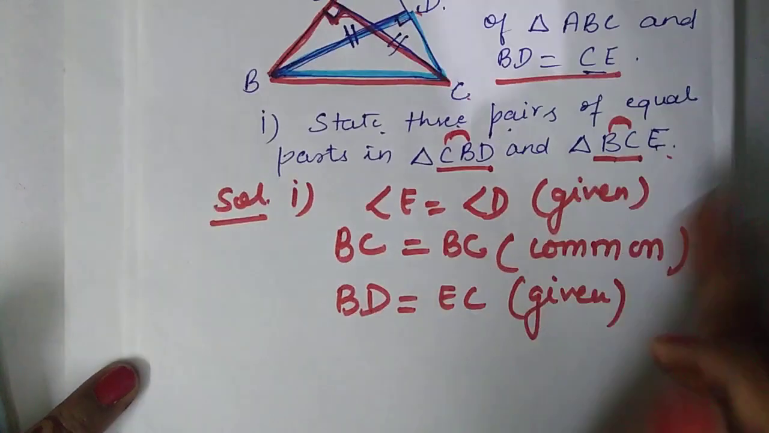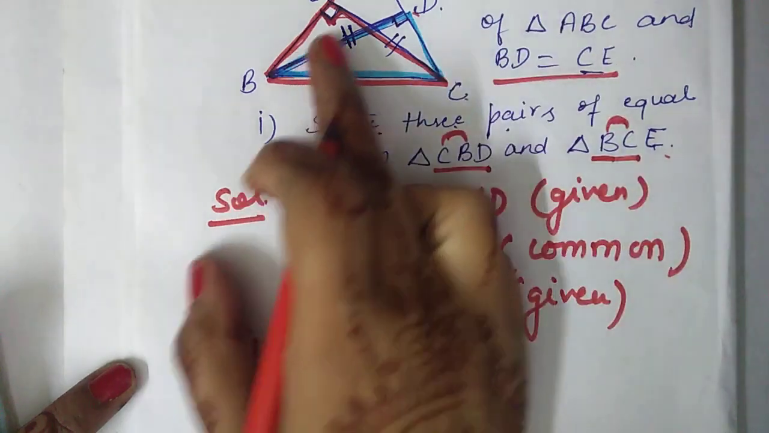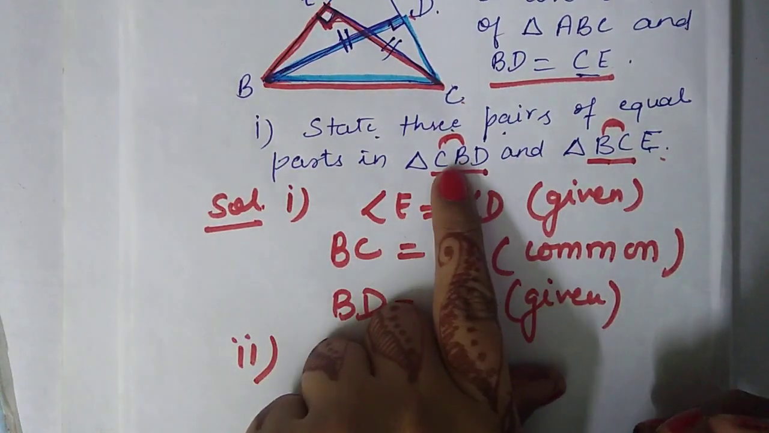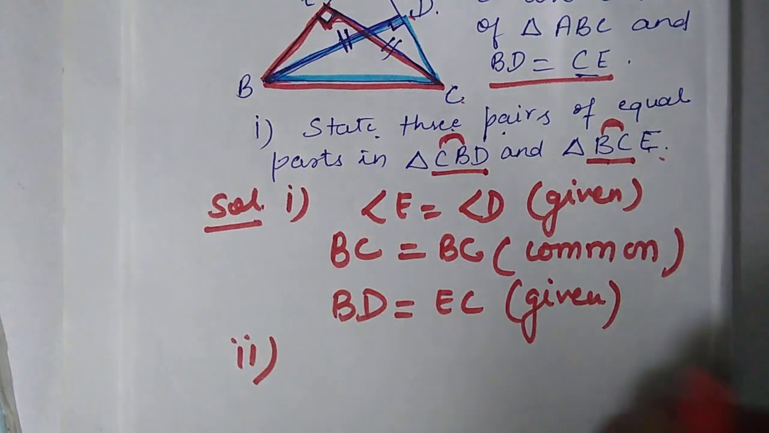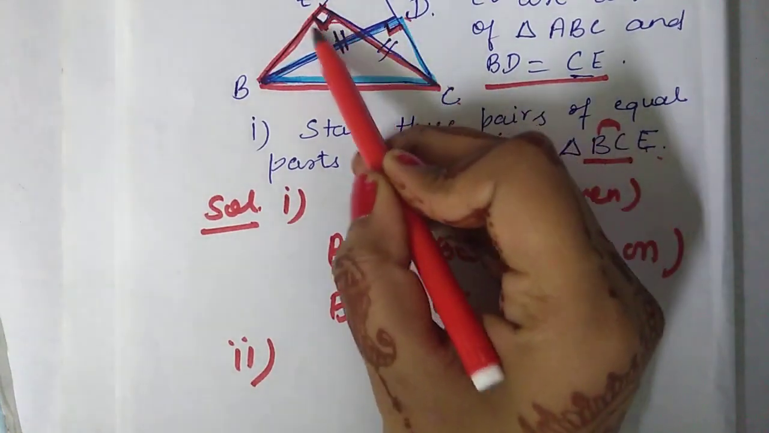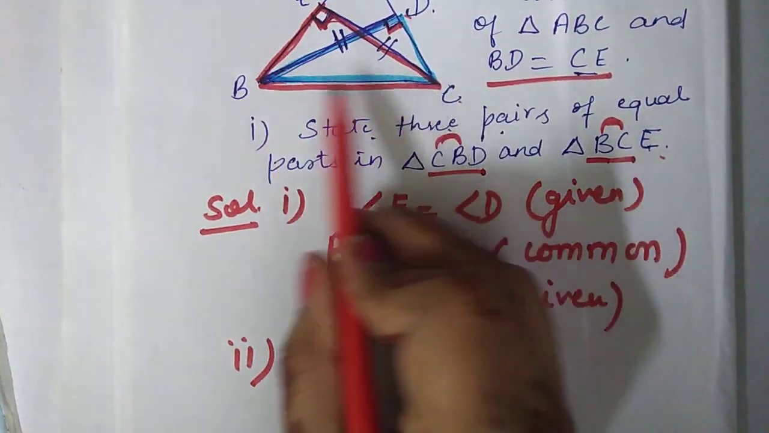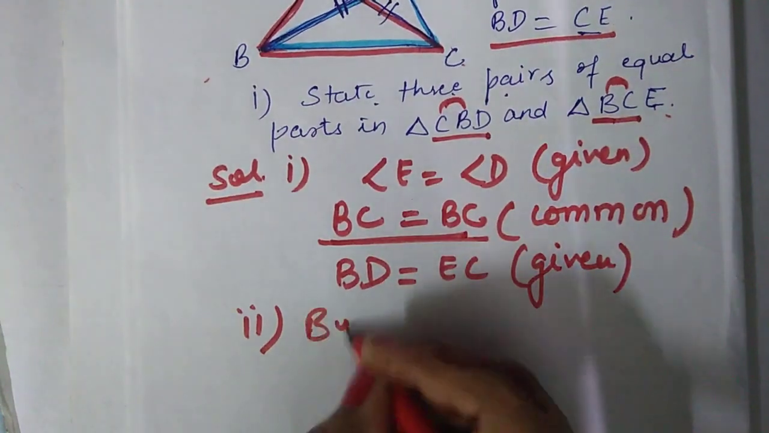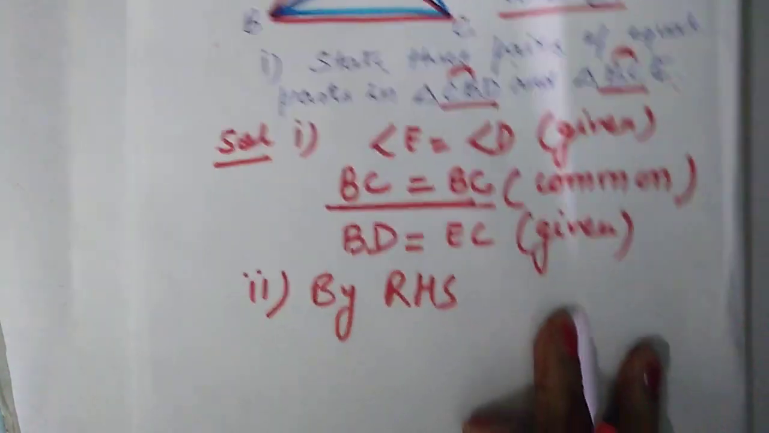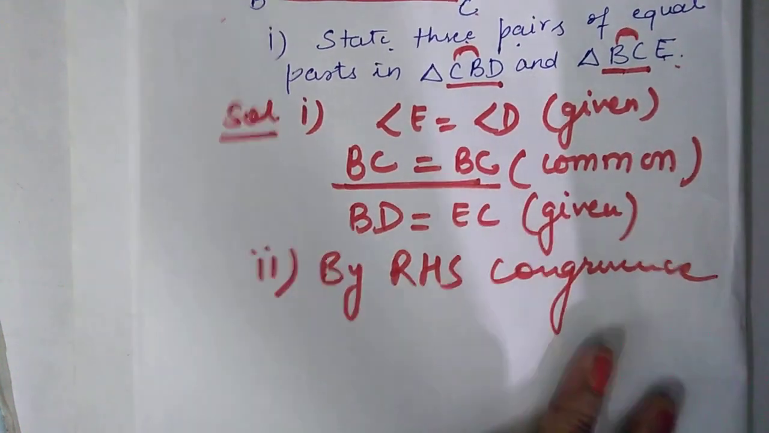Now come to the second part. They are asking, are the triangles congruent? Are these two triangles, triangle CBD and triangle BCE, congruent? Yes, they are congruent because the 90 degrees is present, and BC is the hypotenuse of both the triangles, and one side is equal. So by the RHS congruence rule, they are congruent. Okay, completely you have to write.